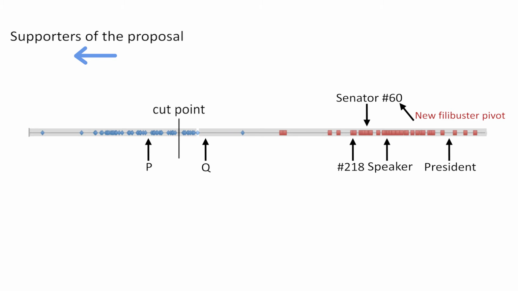Supporters of the proposal are now on the left side of the cut point, since the proposal is to the left of the status quo. As you can see, several of the pivots don't like this bill. There's no chance this bill gets through and becomes a law now. Notice that any proposal to move the law to the right fails, as does any proposal that moves the law to the left. It's stuck.